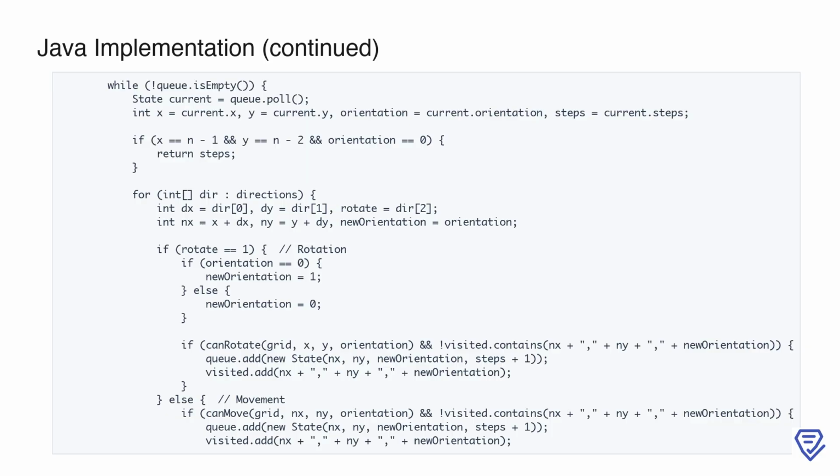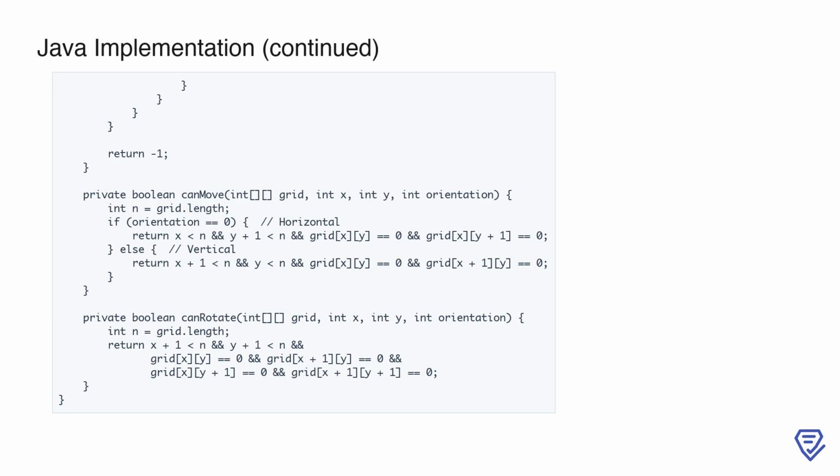For regular movement, we calculate the next position based on the current direction and verify if the move is valid using the canMove method. If the move checks out and the state is unvisited, we enqueue the new state and add it to the visited set. Finally, if no valid path to the goal is found, we return -1, indicating that the target is unreachable.